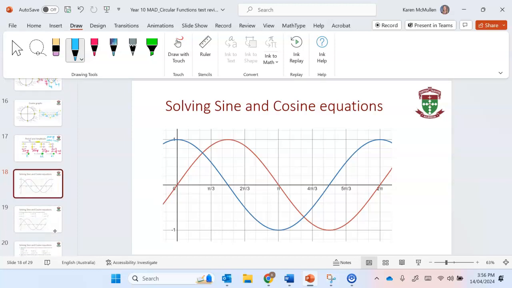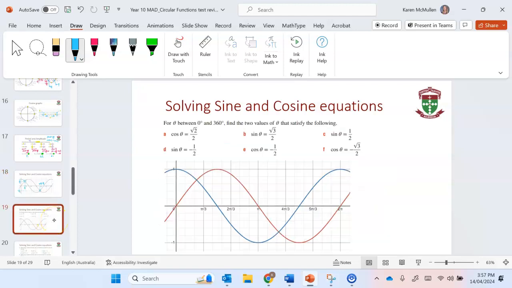Solving equations. We kind of looked at that already. I'm just trying to think of key things here. Notice how they're intersecting here. So that's 8 pi on 4, and our corresponding y values, root 2 on 2. You can see they're also intersecting here. So that's going to be at pi plus pi on 4, which is 5 pi on 4. And that's going to be negative root 2 on 2.